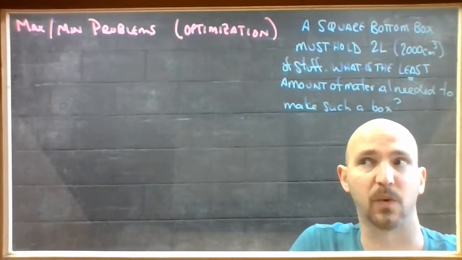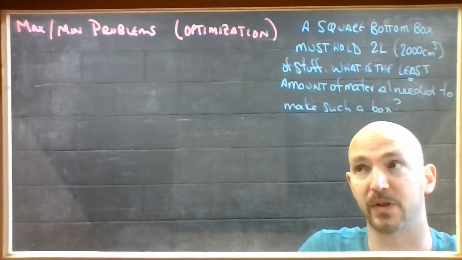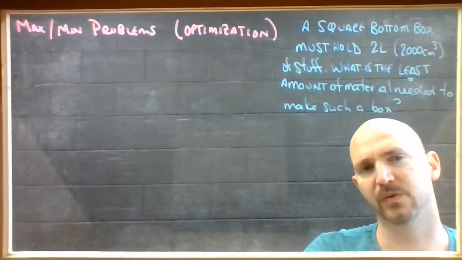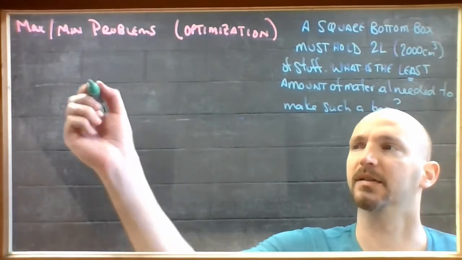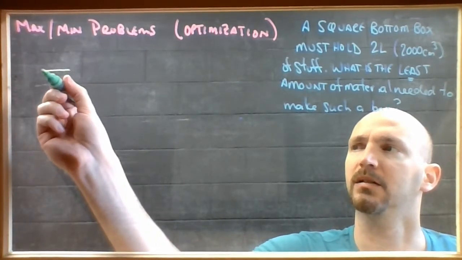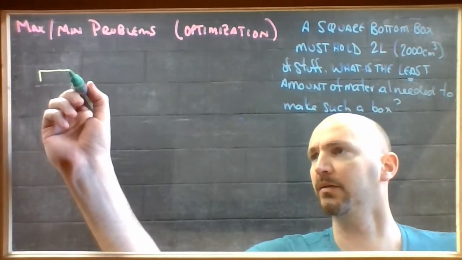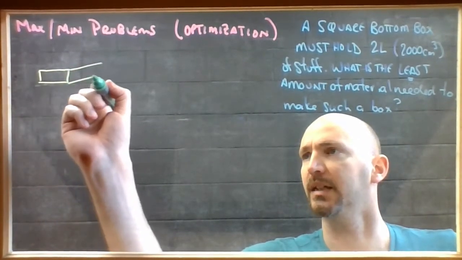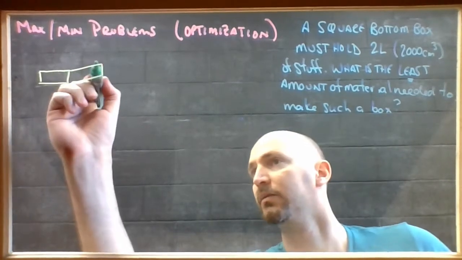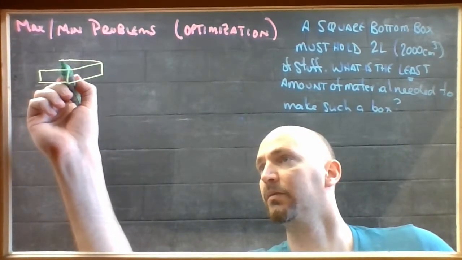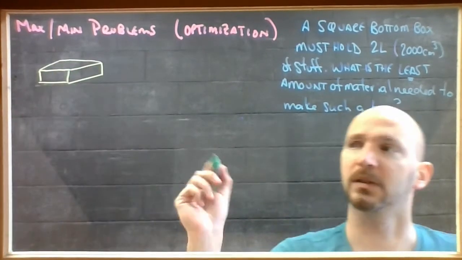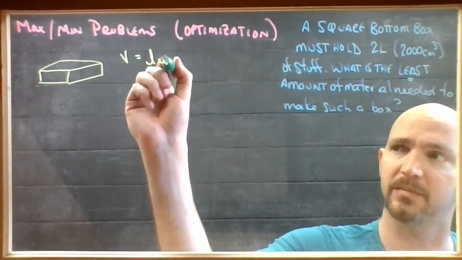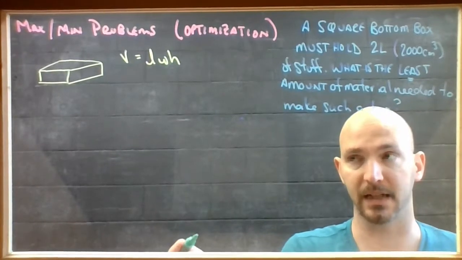We're going to use a square bottom box as our introduction to max-min problems. So I'm just going to draw this for you. A box has a front and a bottom, and it does something like this. Like so. So the volume for a box is its length multiplied by its width multiplied by its height.